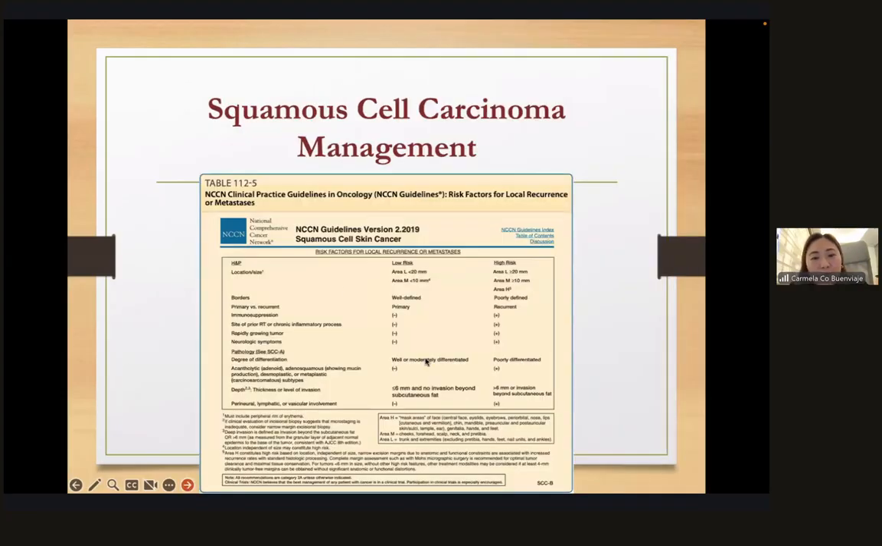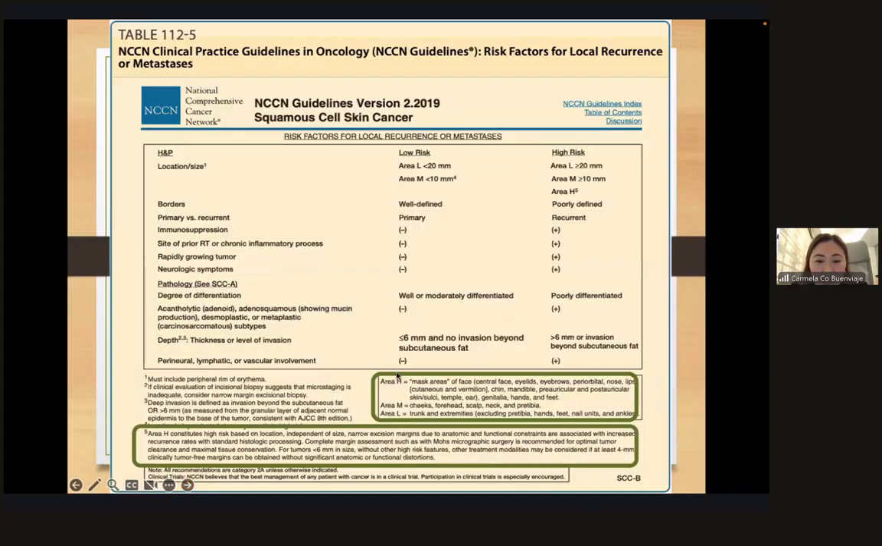Okay, so for the management, we are also guided by the NCCN guidelines for squamous cell skin cancer. This is to know the risk factors for local recurrence or metastasis in a patient. So what's important for you to know here are these. Area H is the mask area of the face, meaning the central face, eyelids, eyebrows, periorbital, nose, lips, cutaneous and vermilion border, chin, mandible, preauricular and postauricular skin, sulci, temple, ear, genitalia, hands, and feet.